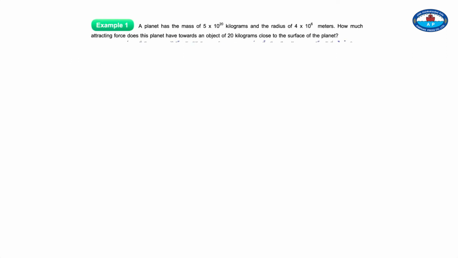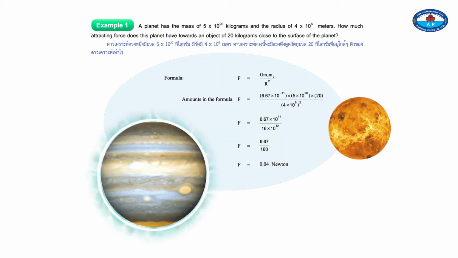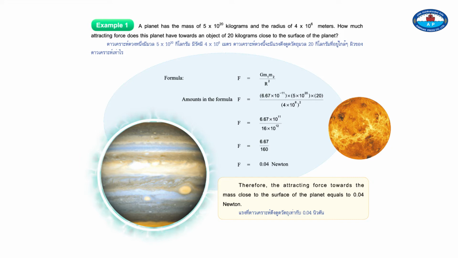Example 1. A planet has the mass of 5 times 10 to the 20th power kilograms and the radius of 4 times 10 to the 6th power meters. How much attracting force does this planet have towards an object of 20 kilograms close to the surface of the planet? Therefore, the attracting force towards the mass close to the surface of the planet equals 0.04 Newton.